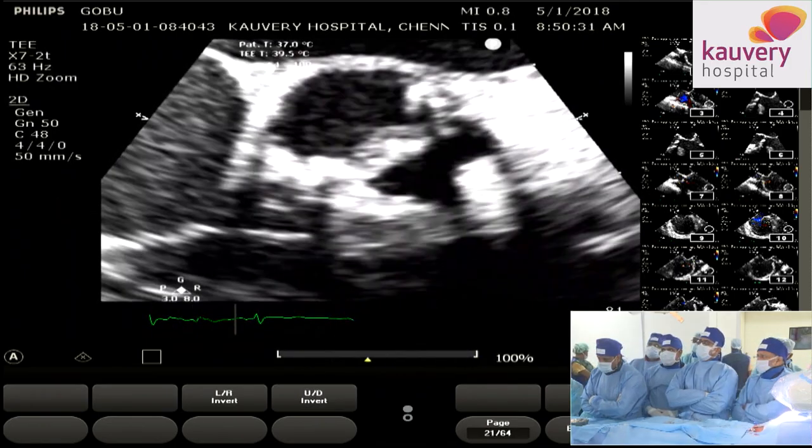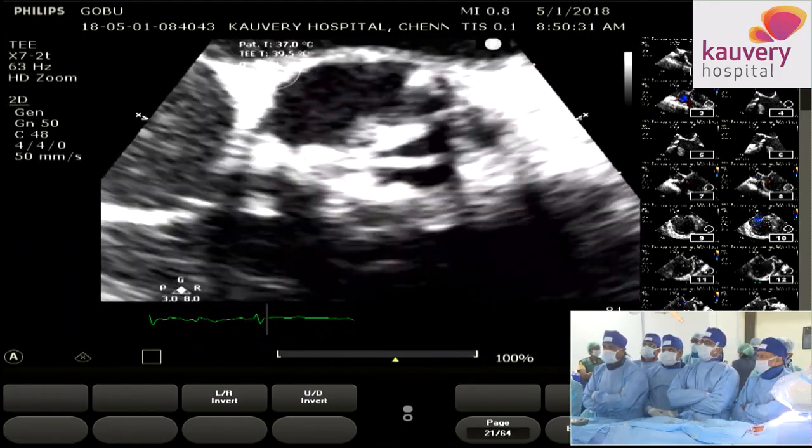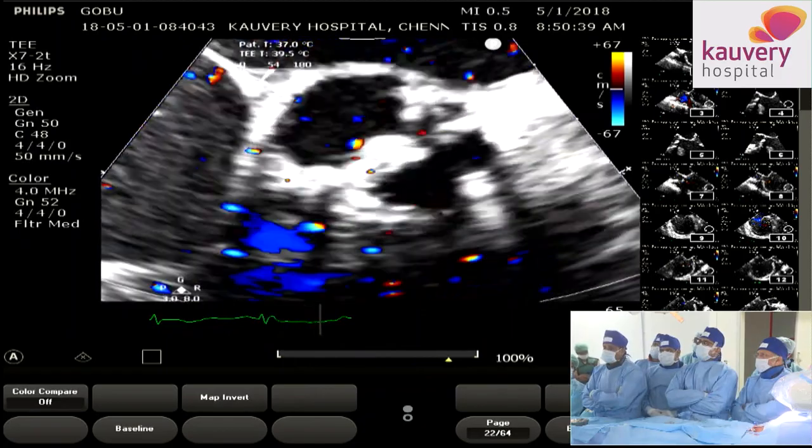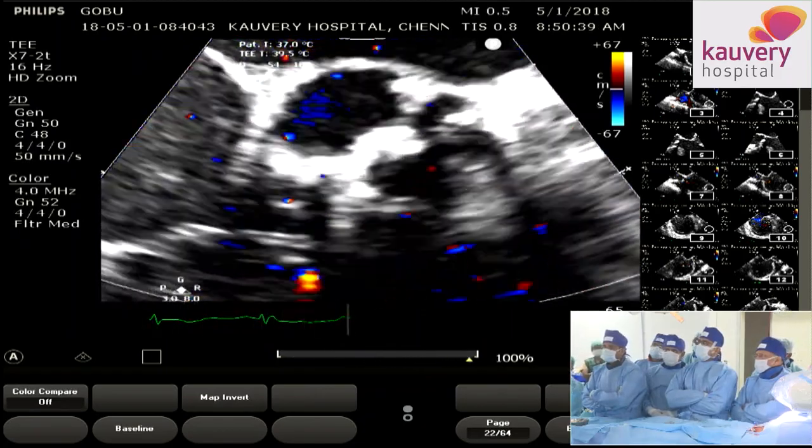That's a close-up demonstration of the bicuspid valve, type 0, without any raphe, so it is a type 0. Yeah, correct. Yeah. Great.